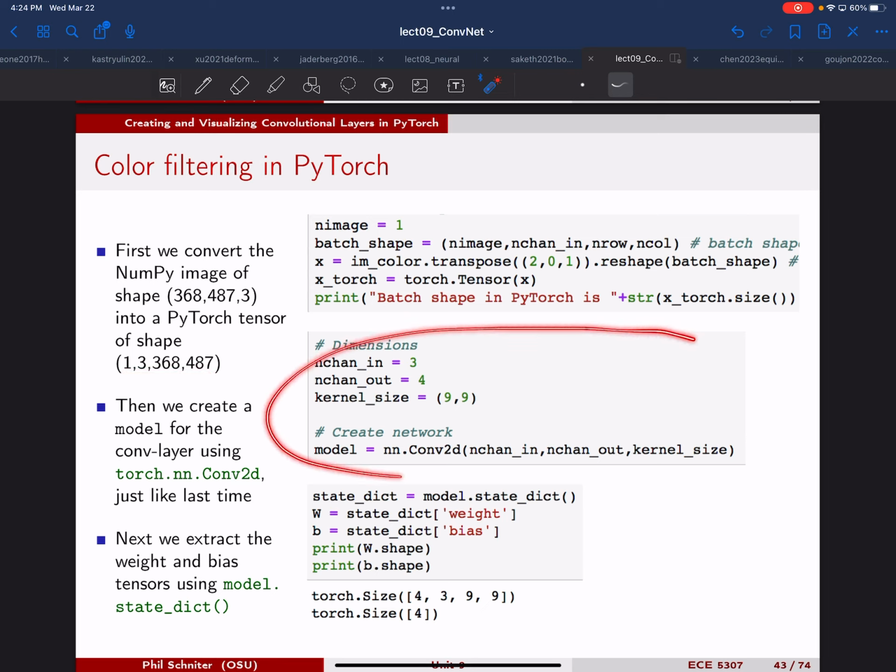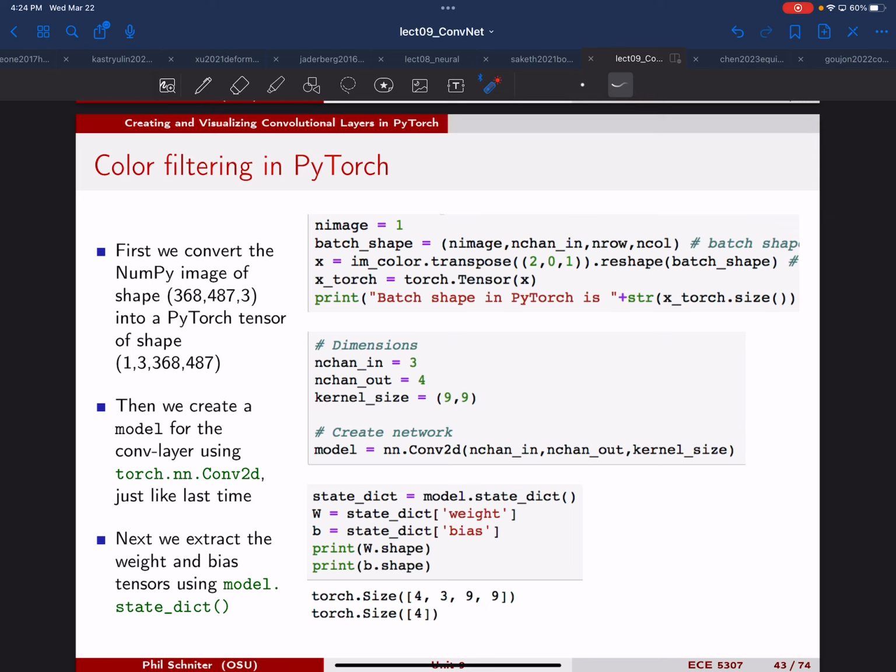Now this is where we get ready to make our convolutional layers. So we say number of channels in, 3, number of channels out, 4, kernel size 9 by 9. And then when we instantiate our convolutional layer from our neural network library, we have to tell it those things. And then it creates a model, and it initializes that model with random weights and biases.